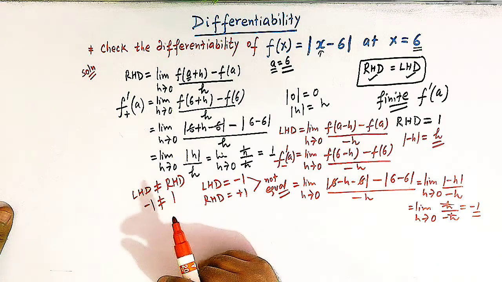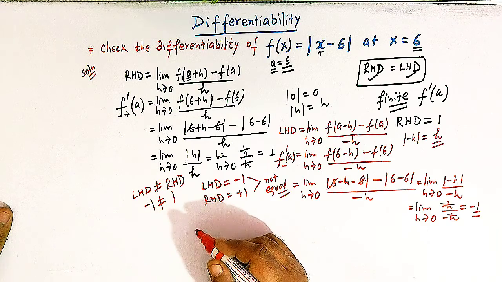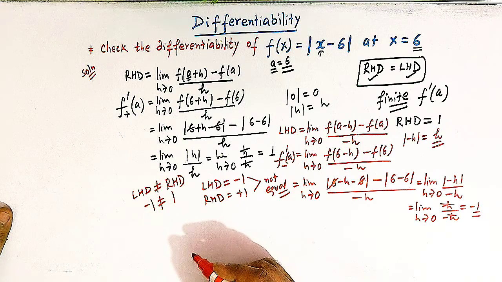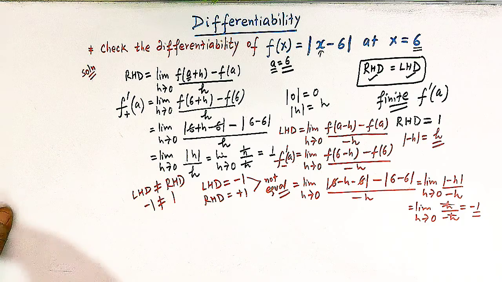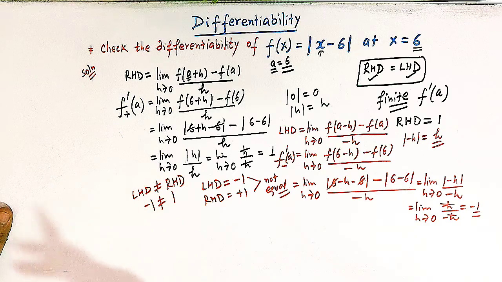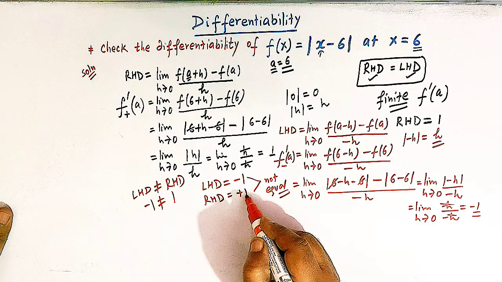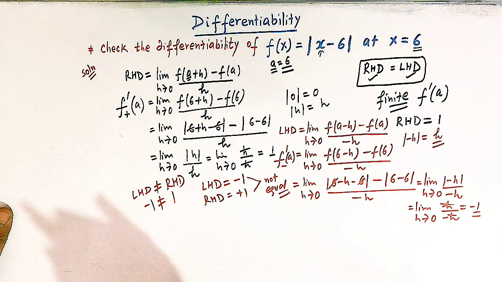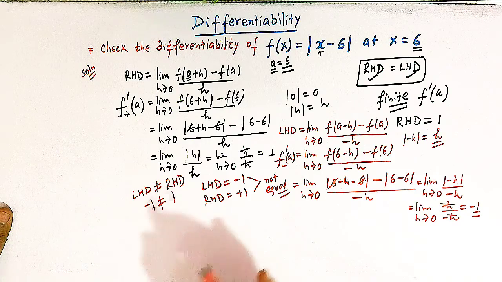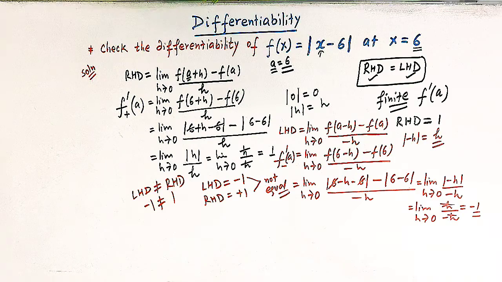So whenever we say that a function is not differentiable at a given point, it implies that we do not have a unique tangent. A function is said to be differentiable if it has a unique tangent at the given point. So the left hand derivative and the right hand derivative should give the same quantity. In this case, they are minus 1 and 1, so these two are different. It implies that we do not have a unique tangent, so this function is not differentiable at this point x equal to 6.